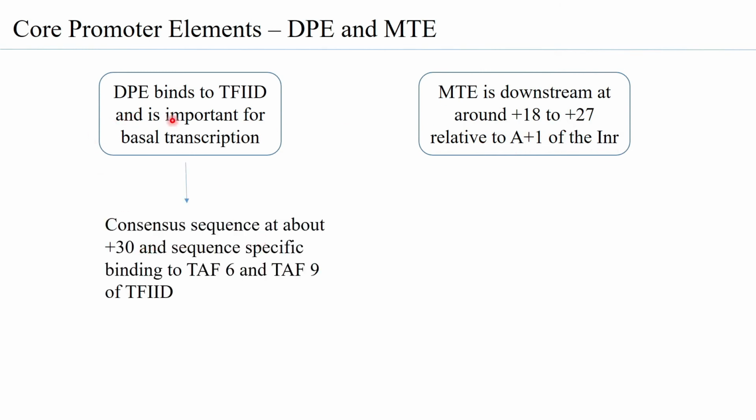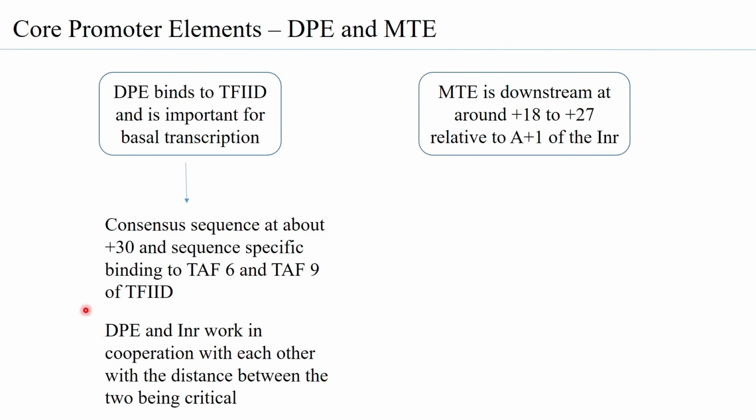The consensus sequence at about plus 30 can bind specifically to two proteins, which are called TAF6 and TAF9, that are associated with the TF2D. There are studies that suggest that TAF6 and TAF9 have what are called histone folds. So they have specific motifs within their structure, and this histone fold enables them to bind to the downstream processing element. So this has been correlated to the histone binding to the DNA.